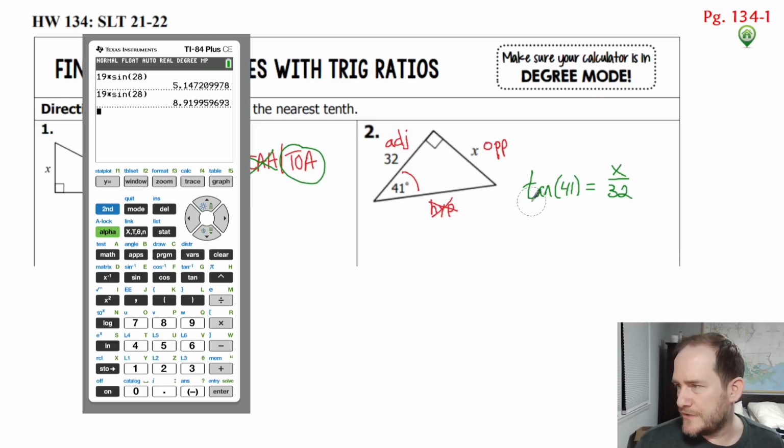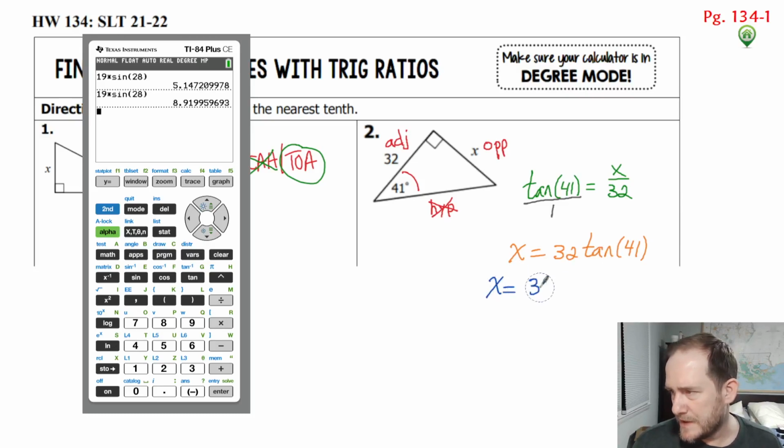Again, once your equation's written, just put this over 1 so you can kind of cross multiply easily, and you'll get x times 1 is x. Our final answer is going to be whatever 32 times the tangent of 41 is. And I'm realizing just now that I forgot to actually explain how to find the tangent of 41 when you don't have one of those fancy calculators. So we want 32, then we want to multiply it by whatever tangent of 41 is. Well, tangent of 41 is just going to be some big long decimal.